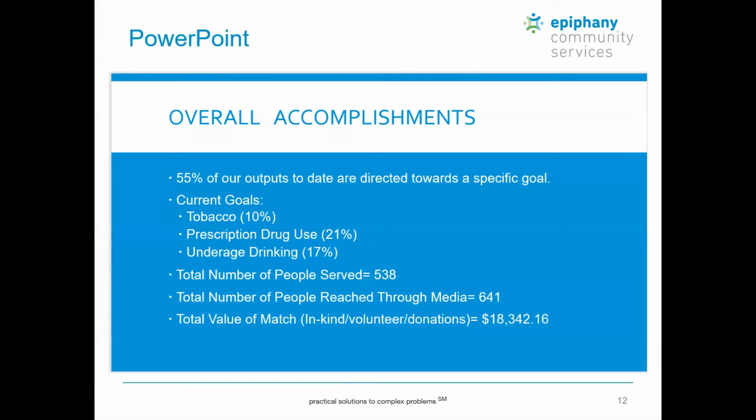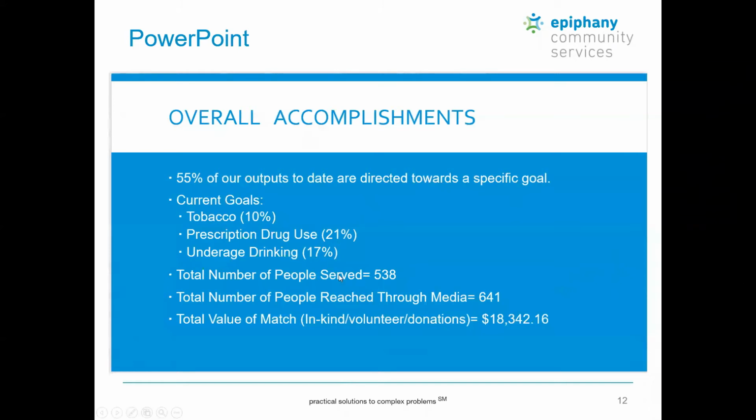We're going to say that we had 55 outputs to date that were directed at a specific goal. So they kind of know how much work we're doing towards a specific goal versus what we're doing just towards general ATOD. And then breaking that down a little bit further, I broke down what percentage is towards each goal. So we had 10% towards tobacco, maybe 21% of our entries were towards prescription drugs, and 17% towards underage drinking.